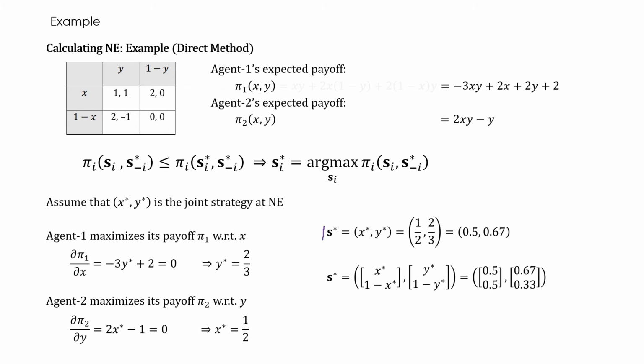So the Nash equilibrium, we can write it simply as x star, y star, which is half and 2/3, or 0.5 and 0.67, or more formally, we can write them as vectors. So S star is x star, 1 minus x star, and y star, 1 minus y star, which is 0.5, 0.5, and 0.67, 0.33.